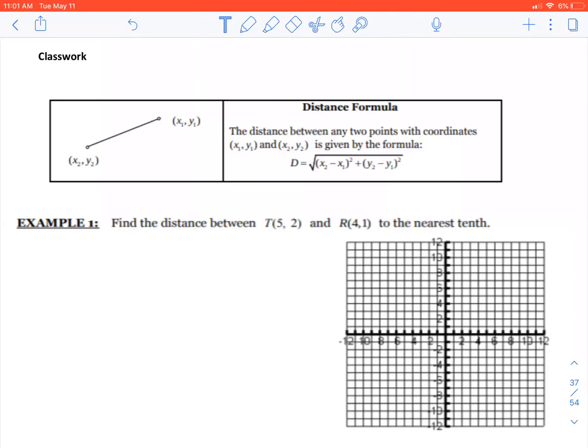All right, we are going to be talking about the distance formula again. Let me just remind you that the distance formula is right here. This is the formula we're going to use for finding distance between 2 points on a graph. All right, so let's do some practice.